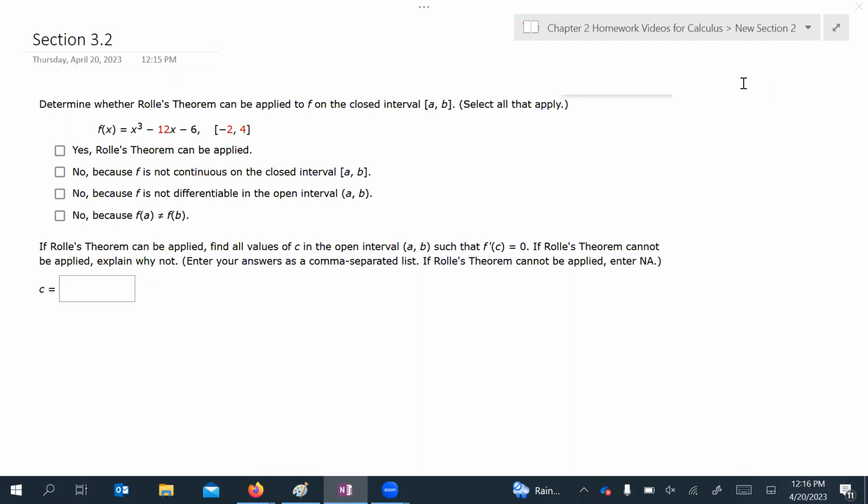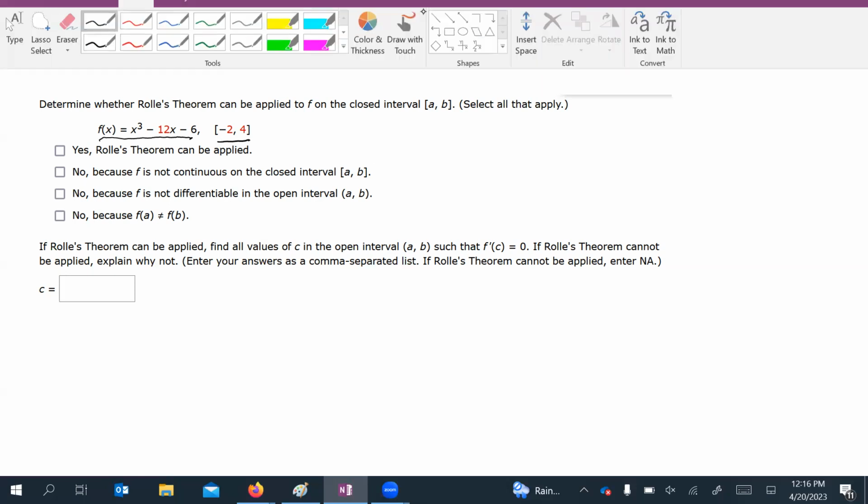We are looking at the following problem dealing with Rolle's theorem. If you're looking from my hybrid class at the practice problems, this comes as number 4 from the practice. In this problem, it asks us to determine whether Rolle's theorem can be applied to f on the closed interval [a, b]. We're given the function f of x equals x to the third minus 12x minus 6, and we have the closed interval -2 to 4.